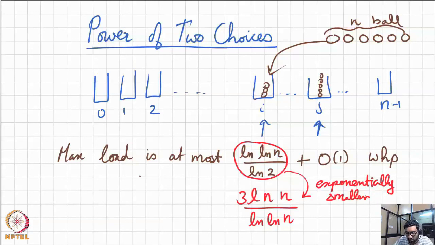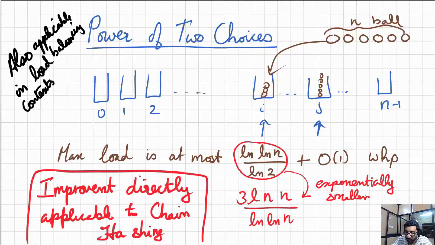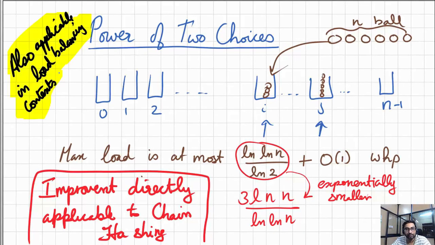And of course, it's easy to see that this improvement can directly be applied in the context of chain hashing, provided we use 2 hash functions. And not surprisingly, this improved result is also quite applicable in the context of load balancing, cloud computing, data center optimization, and so on and so forth as well.